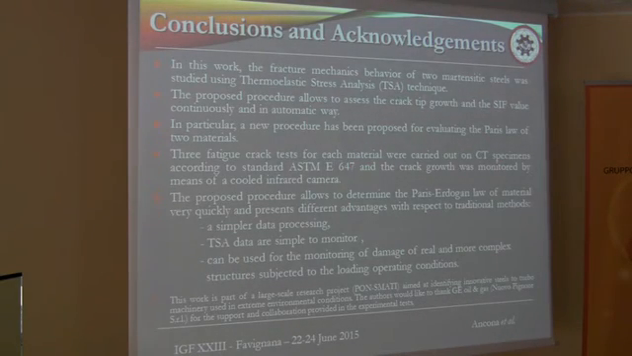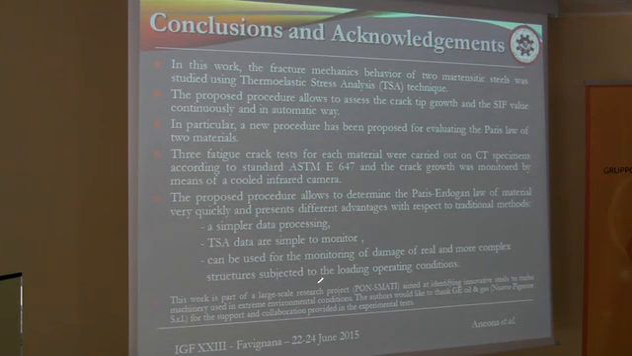So, in this work, the fracture mechanics behavior of two martensitic steels was studied using thermoelastic stress analysis. So it is possible to evaluate also the crack growth and the stress intensity factor continuously and in an automatic way. We carried out 3 fatigue tests for each CT specimen, and the proposed procedure allowed us to determine the Paris-Erdogan law of the material very quickly and presents different advantages with respect to traditional methods.